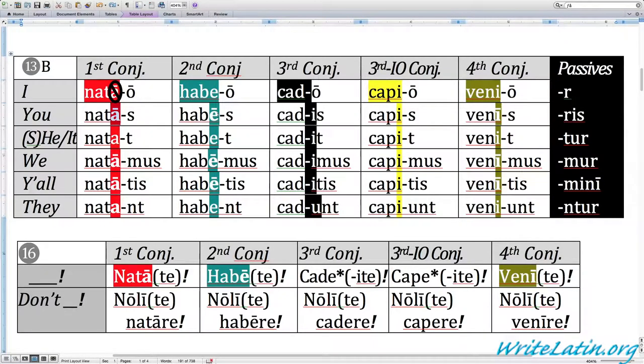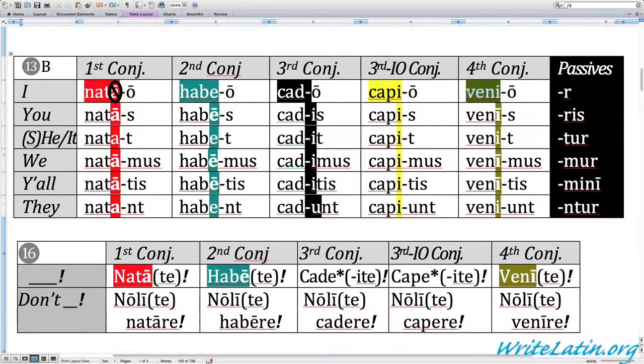So long A is the characteristic vowel of the first conjugation. Long E is the characteristic vowel of the second conjugation. No vowel is the characteristic of the third. Short I is the characteristic vowel of the third IO conjugation. And then long I is the characteristic vowel of the fourth conjugation. So notice that third and fourth appear very similar, but the one on the left has short I's, and the one on the right has long I's, except, of course, before T and NT, where it shortens. Okay, so this vowel is going to tell us quite a few things.